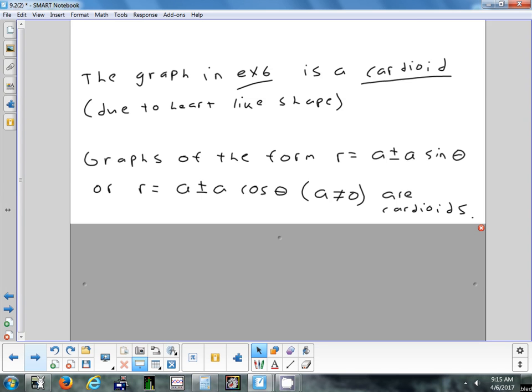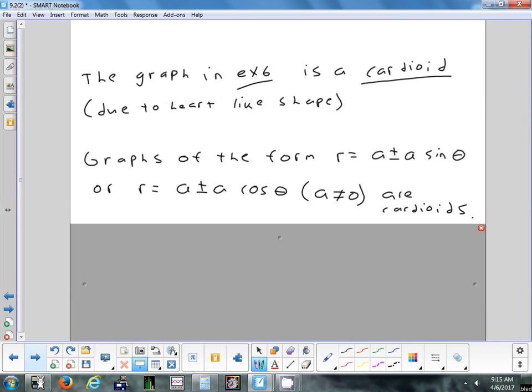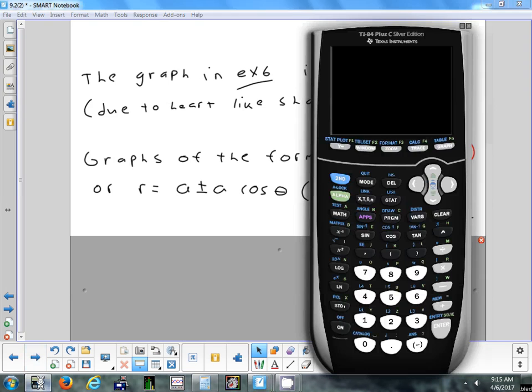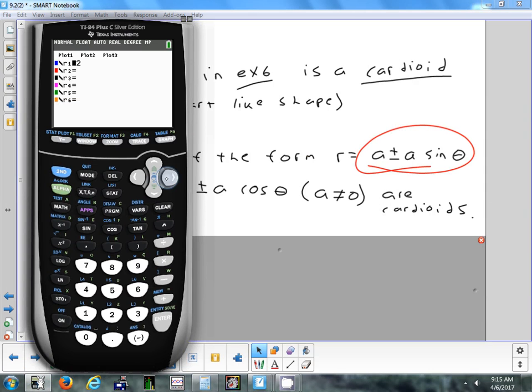Okay, so if I go back and look at the equation I just graphed, 3 plus 3 sine theta, that's exactly what this is. 3 plus 3 sine theta. That's a cardioid. Okay? You just have to keep these two numbers the same. If you make them different, weird things will start to happen to it. You'll get different graphs that are not cardioids. Okay? So let's type in 3 plus 3 sine theta and see what the calculator does.